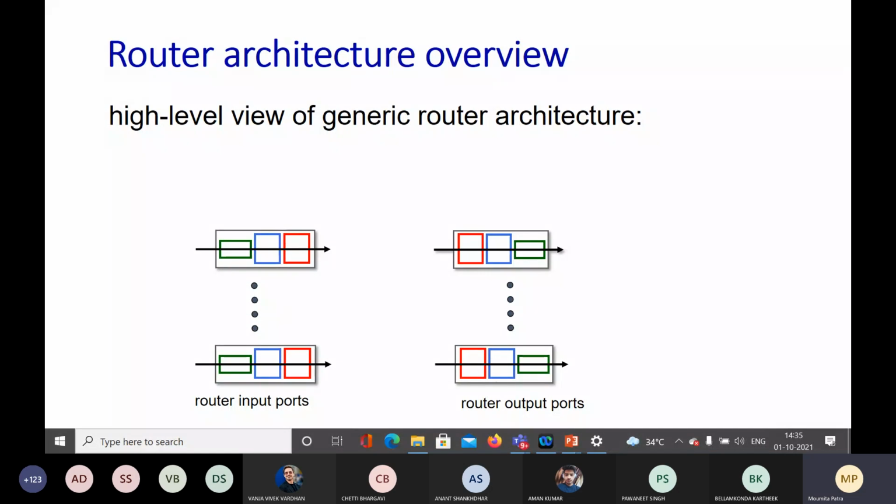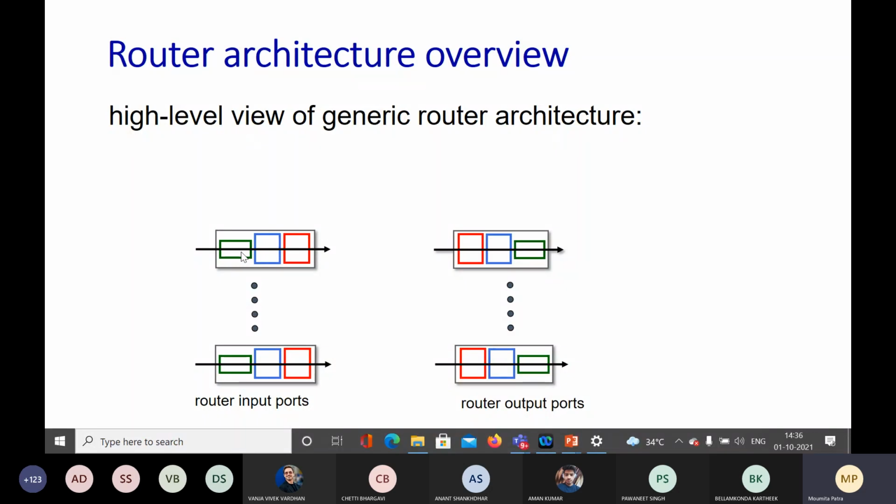You have a set of input ports, you have a set of output ports, right? If you see your diagrams, you know that a router is connected with multiple connections. So let us have a generic view of it, a high level view, that there is a set of input ports and a set of corresponding output ports. What's in between the input ports and the output ports and how they work, that we also need to know.